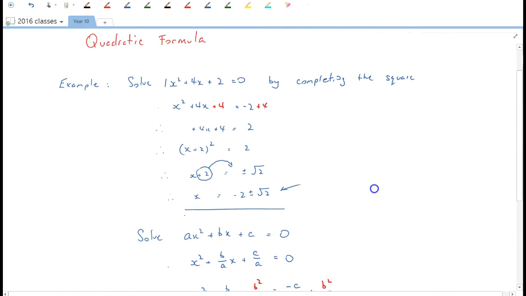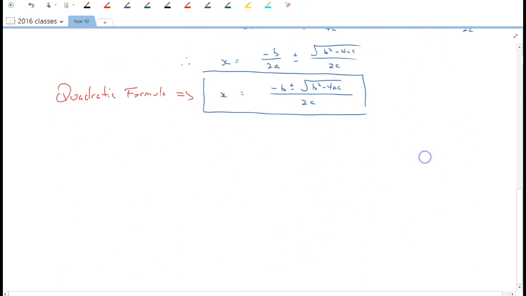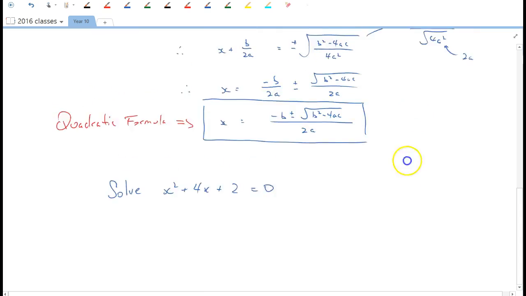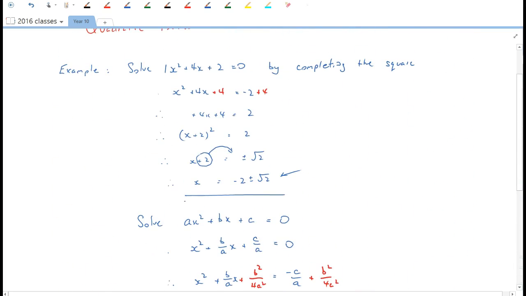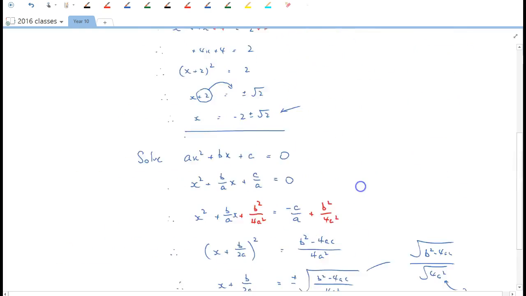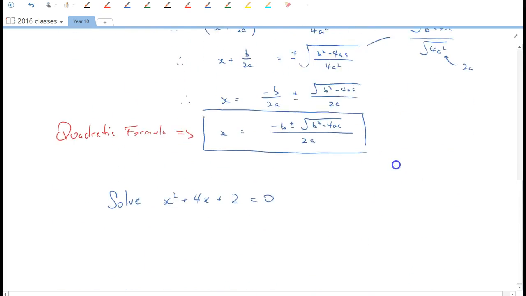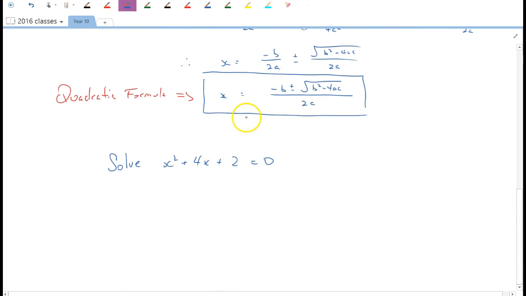Let's go back up to this question here. x squared plus 4x plus 2 equals 0. All right, so now we're going to solve x squared plus 4x plus 2 equals 0. That's the question there. Now this time, we're not going to do the same method up here. We're not going to complete the square and all that. We're just going to use the formula. So, all right, I'm going to use this formula here.